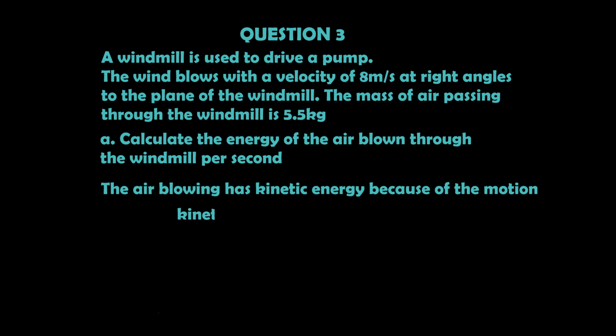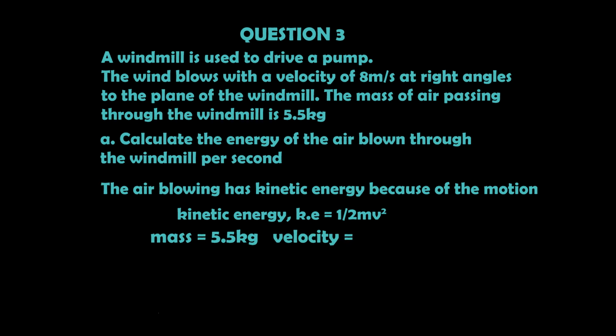Because air is blowing, it has kinetic energy because of its motion. Kinetic energy is given as half mv squared. From our parameters, we have mass to be 5.5, velocity to be 8. Therefore, we end up getting 176 joules as the kinetic energy when the values are substituted.